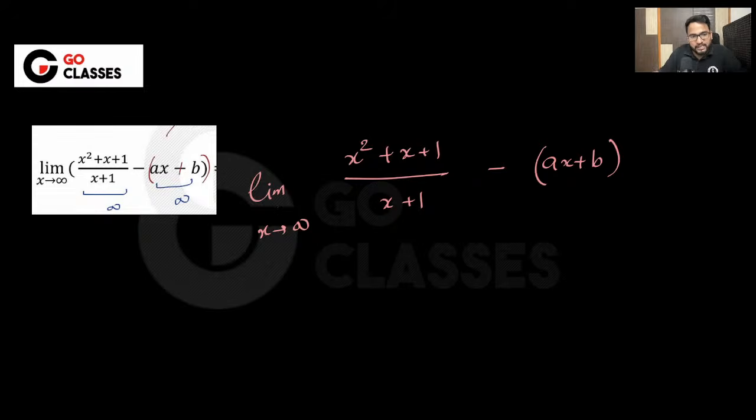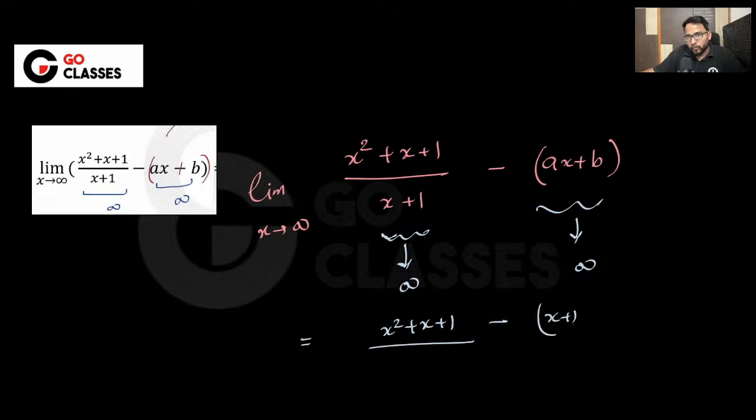You are going to say that this particular term is infinity, right? This particular term is infinity. This particular term is also infinity. So it is infinity minus infinity. Now what you can do, you can try to club both of these. How can you club? You can say this is x square plus x plus 1 minus x plus 1 into ax plus b upon x plus 1, right?